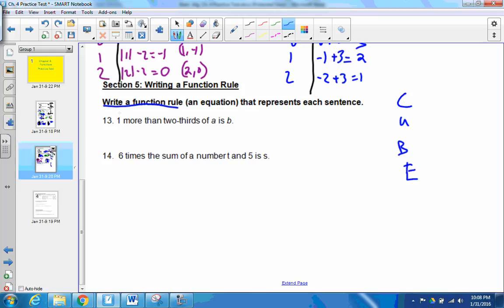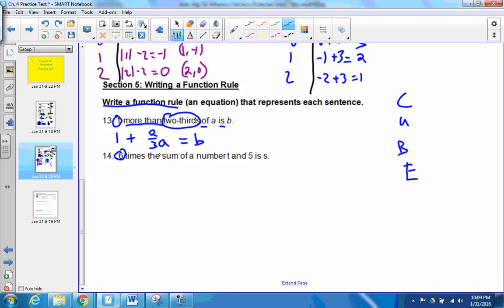So we're going to circle the numbers. 1 more than 2/3 of A. So we have 1. That's 1 more than 2/3 of A. 2/3 of A would be, oh, underline, more than, of, is. Of is multiplication, so 2/3 times A, plus 1, is equal to B. Alright, there we go.